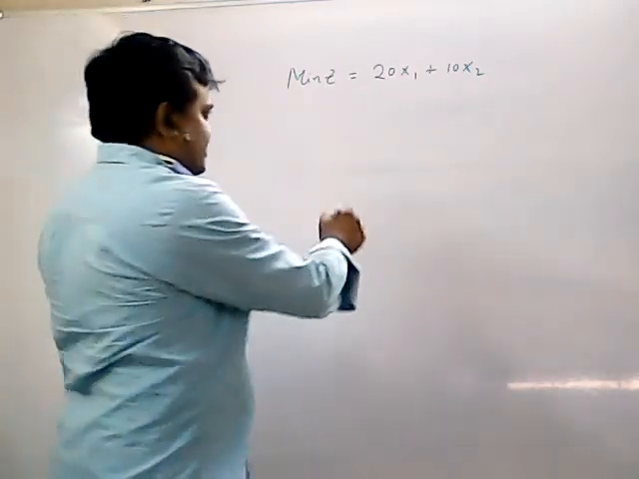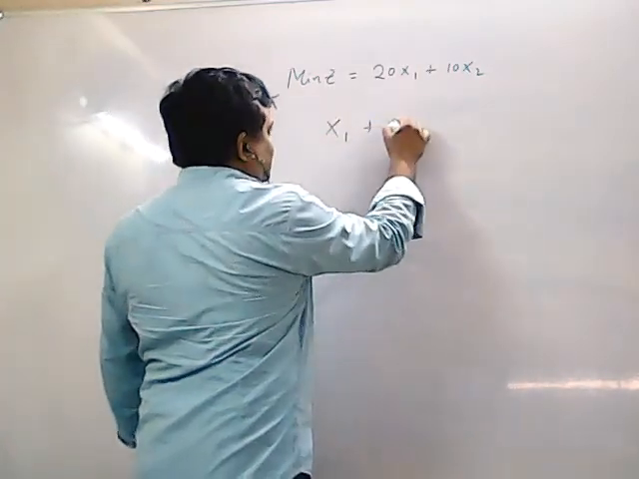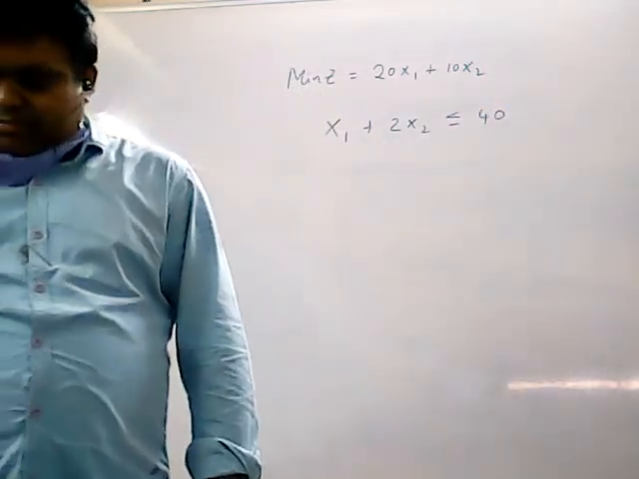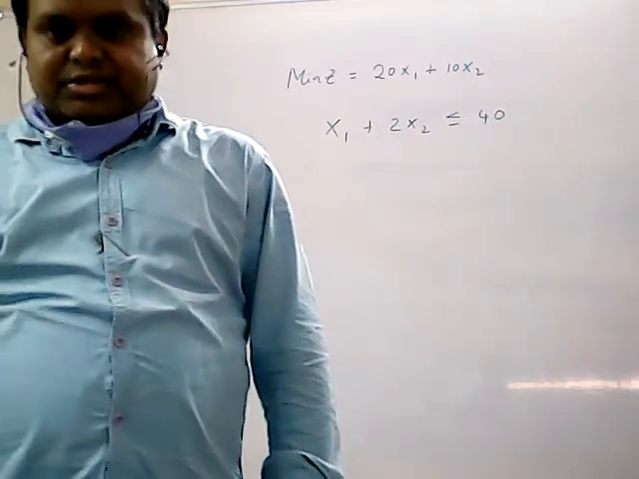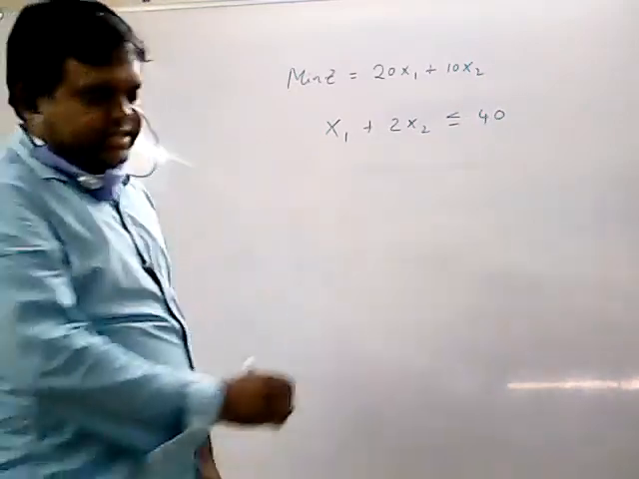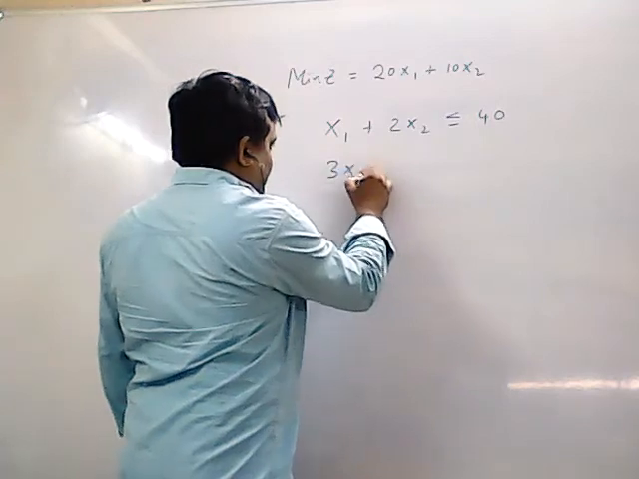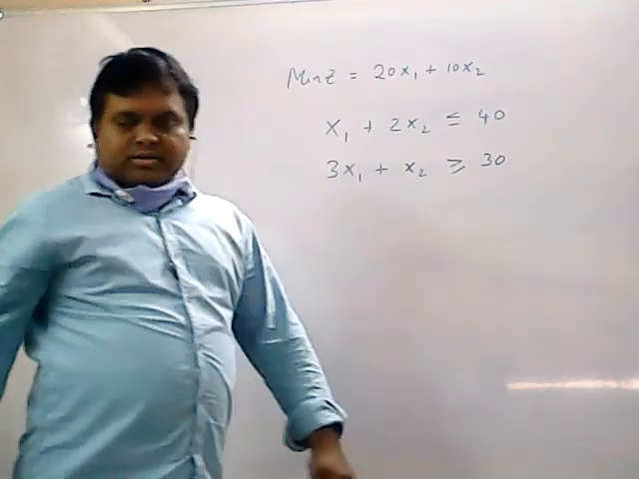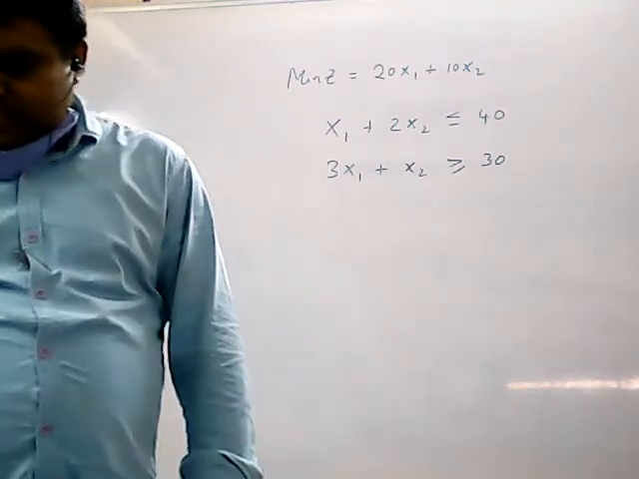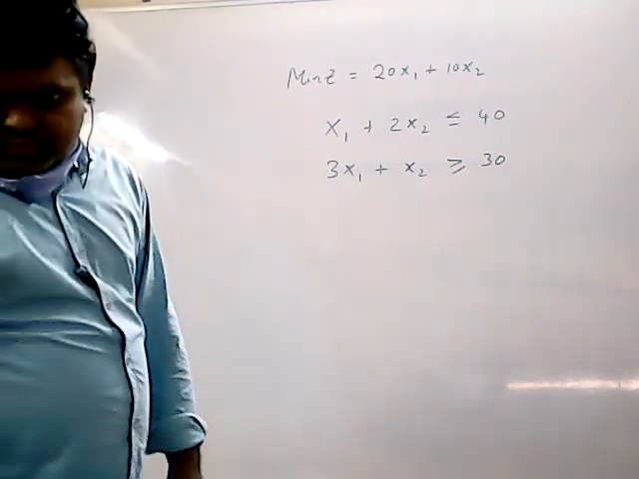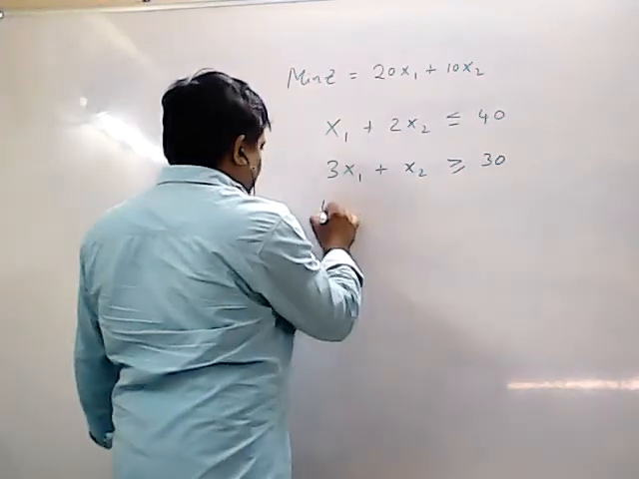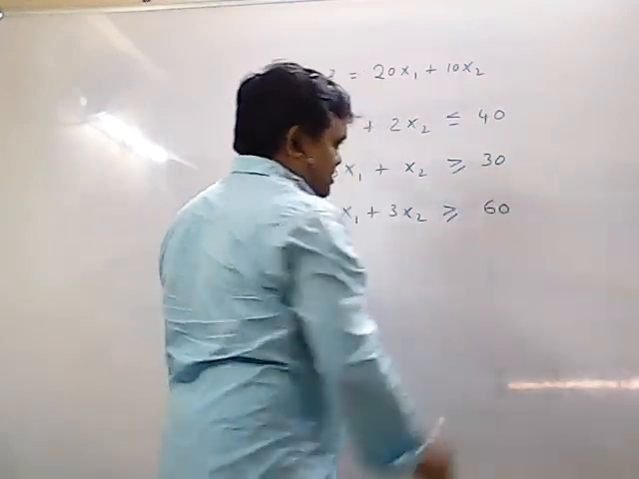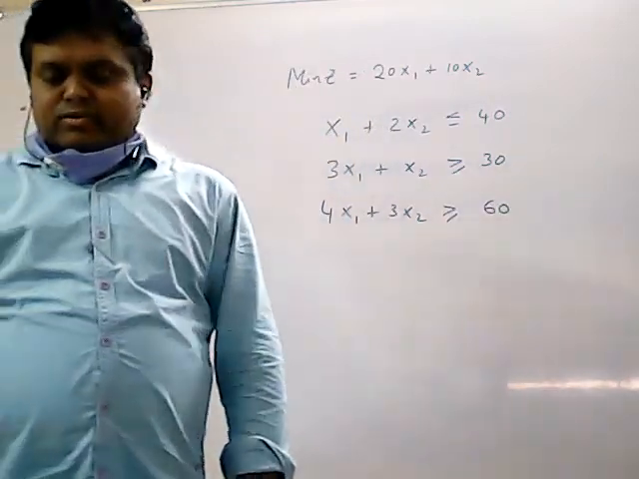First constraint: x1 plus 2x2 less than or equal to 40. Second constraint: 3x1 plus x2 greater than or equal to 30. Third constraint: 4x1 plus 3x2 greater than or equal to 60.